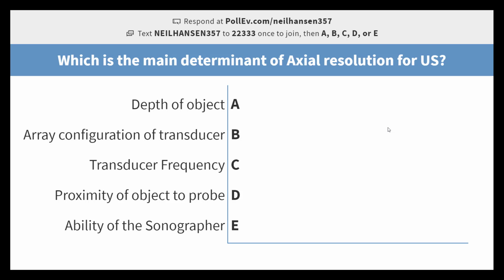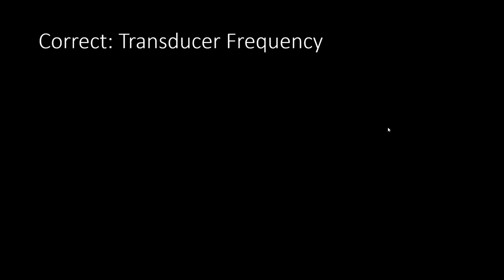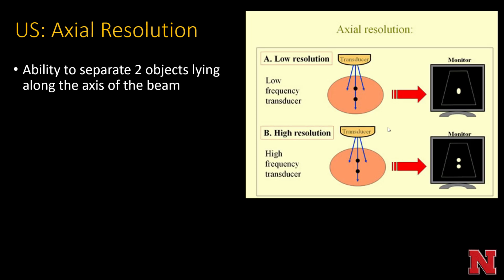Now that we've looked at things that are quasi-interesting, we're going to look at boring stuff like physics basic parameters of sonographic images. So what's the main determinant of axial resolution for ultrasound? It's the transducer frequency. That's the correct answer. So axial resolution is the ability to separate 2 objects lying along the axis of the beam.